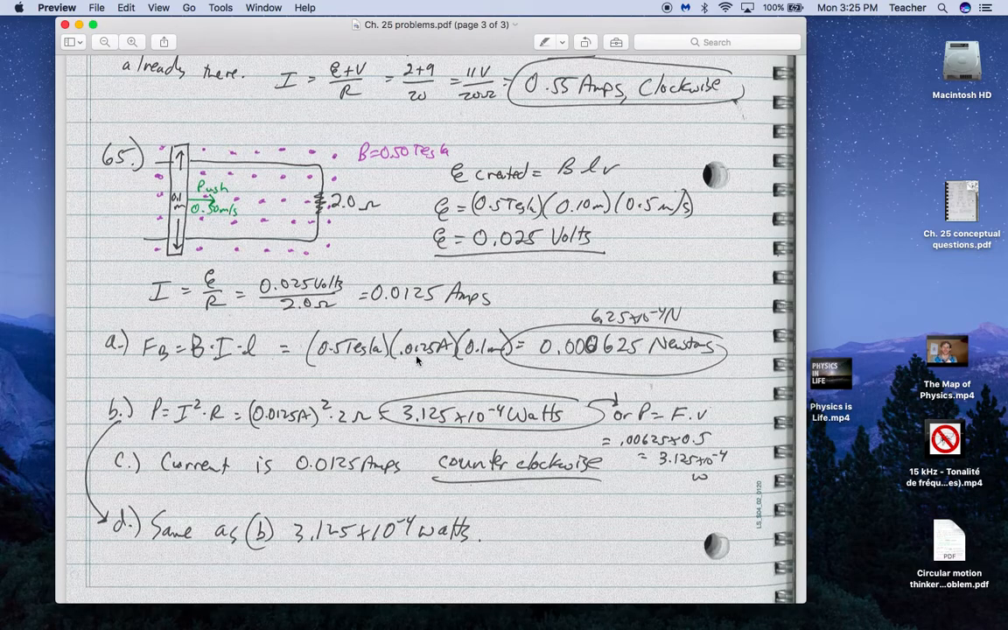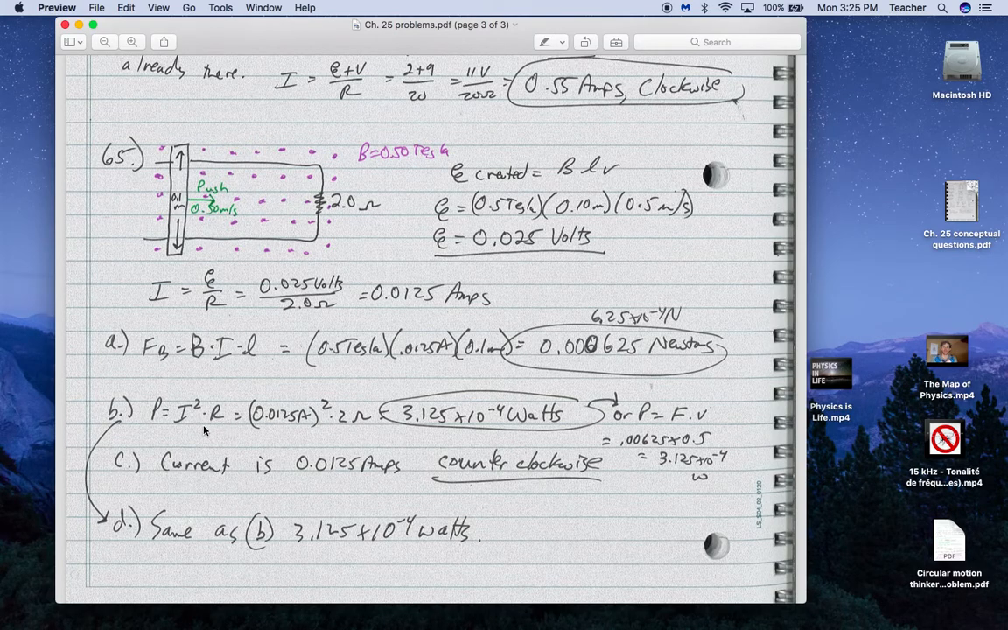Here, BIL, that's the force on the wire, and that's the force that you would need to basically keep this thing moving, because there's going to be a force backwards. So that's 0.0000625 newtons, or 6.25 times 10 to the negative fourth newtons.